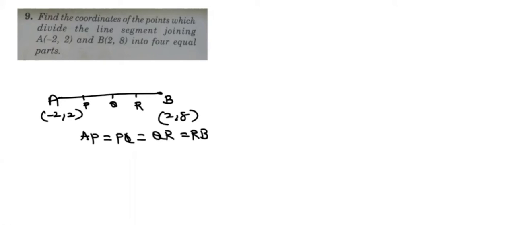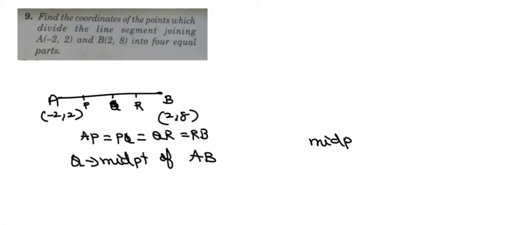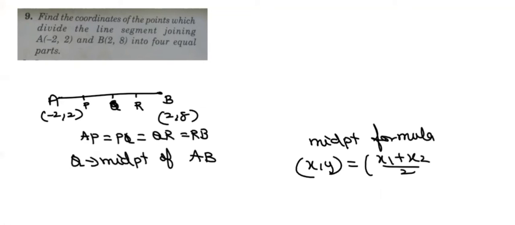So what we understand here is that point Q is definitely the midpoint of A and B. What is the midpoint formula? The midpoint formula is (x, y) equals ((x1 plus x2) divided by 2, (y1 plus y2) divided by 2). So here we know that Q is the midpoint of AB.